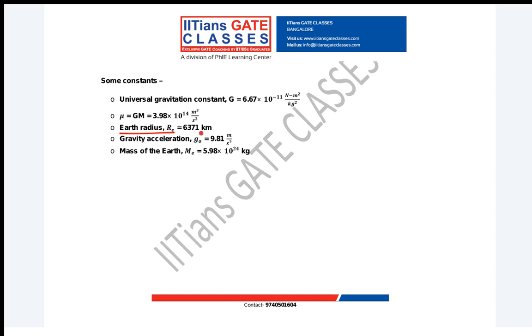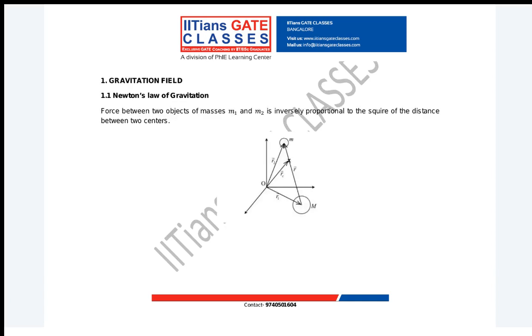The radius of Earth, which we are going to use frequently, is 6371 kilometer, and sometimes people approximately use 6400 kilometer also. But your answer will vary based on what value we use. Gravitational acceleration is 9.81, all of us know. And the mass of Earth is 5.98 into 10 to the power 24 kg. So with these constants, we start with the gravitational field.